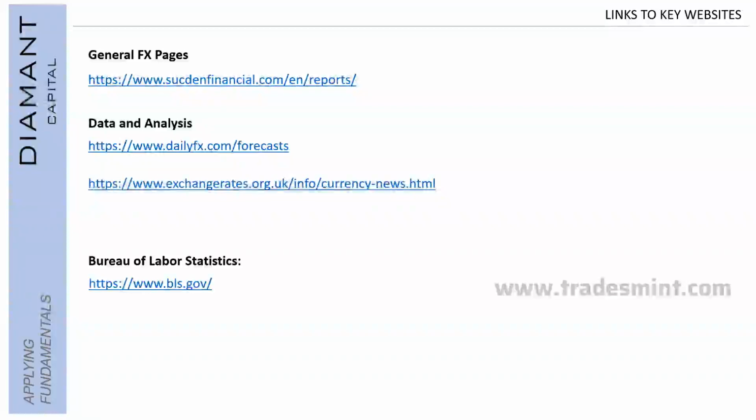So in terms of the general FX pages, this one is Sukden Financial. They've got reports on all kinds of fundamentals. They look at commodity pairs, for example, indexes, currency pairs as well. Then in terms of data and analysis, so for example, if CPI data comes out, PPI, PCE, everything that we've looked at, Daily FX has some great analysis for the week ahead. It even does forecasts for what they expect to happen.